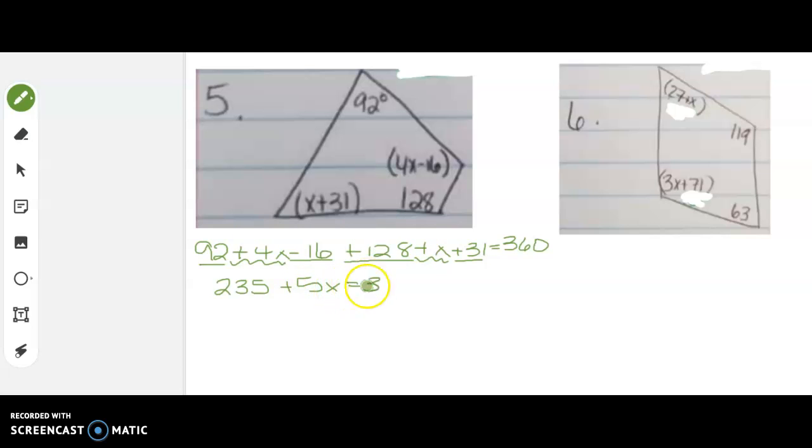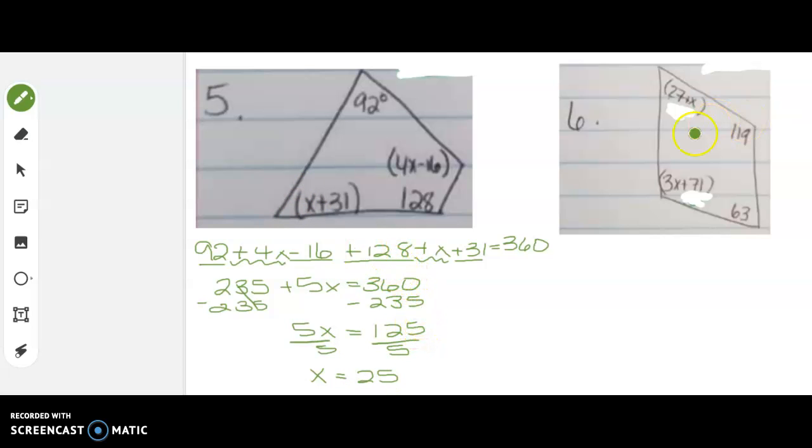And that equals 360. I'm going to subtract the 235 to isolate the x. And the 5x is going to equal 125. And we divide by 5. So x is going to equal 25. So my missing variable is 25.